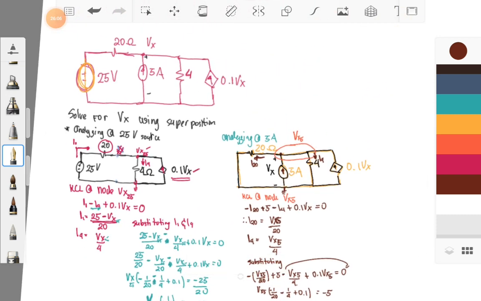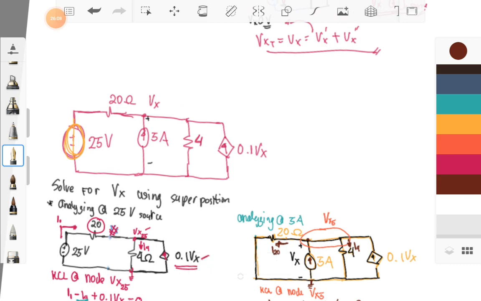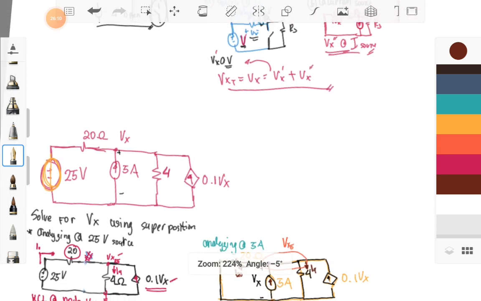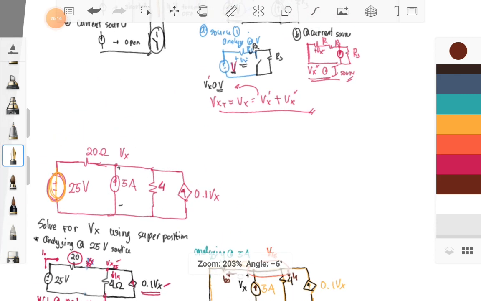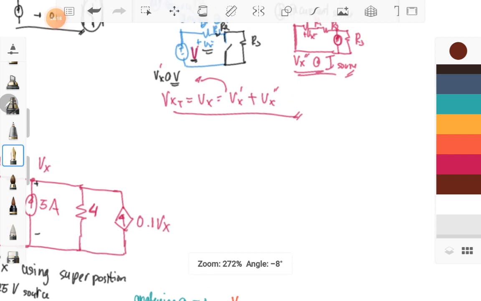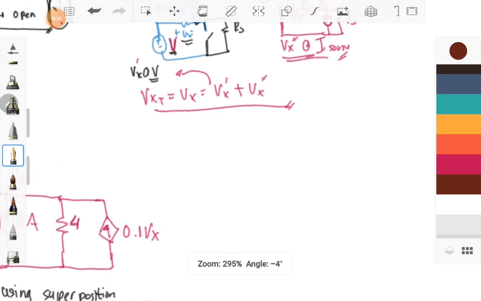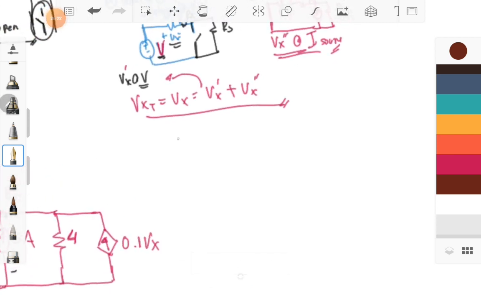Actually, we can analyze it already using nodal analysis, to prove the answer is 31.25 volts. So using nodal analysis for proof.